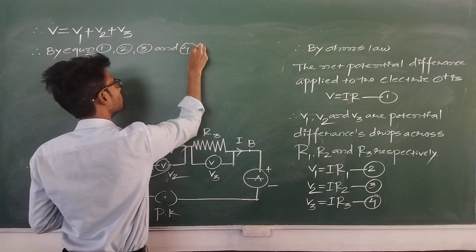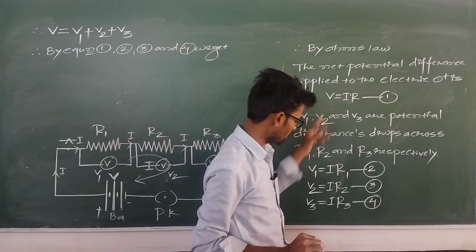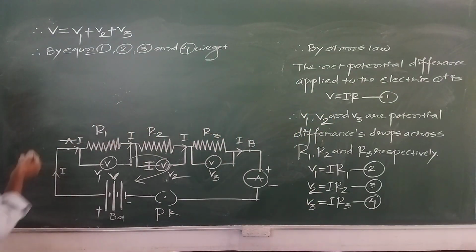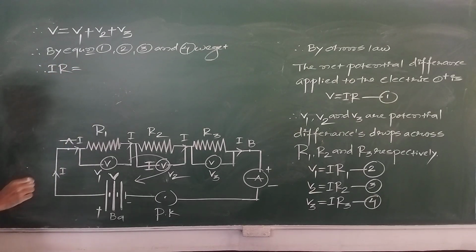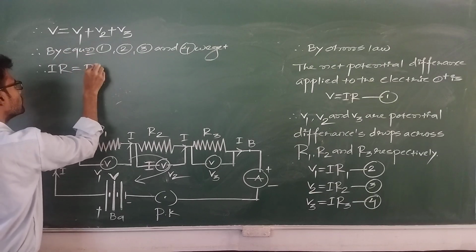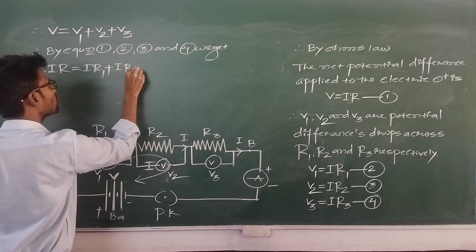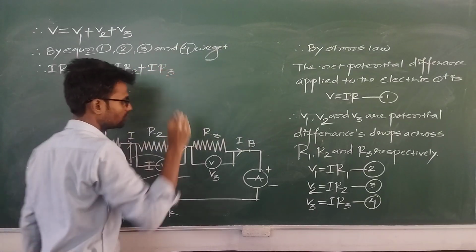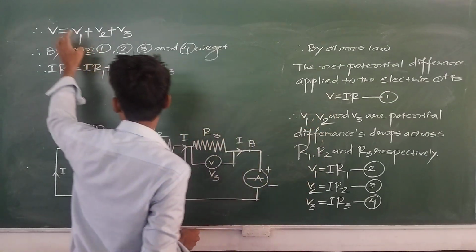So by equations 1, 2, 3 and 4, you have to use them. In place of V you write IR. In place of V1 you write IR1. In place of V2 you write IR2. In place of V3 we have IR3. So I took the values of V, V1, V2, V3 in this equation.